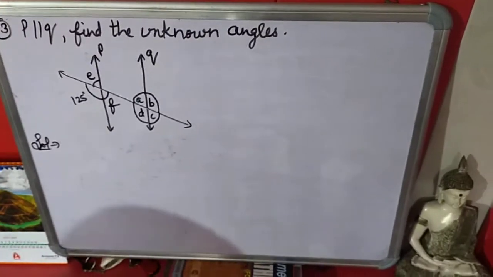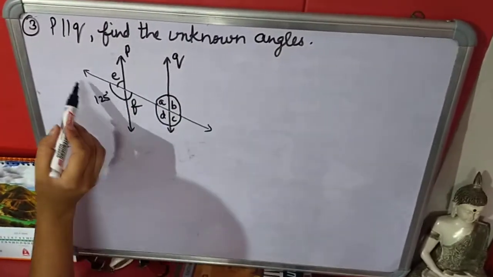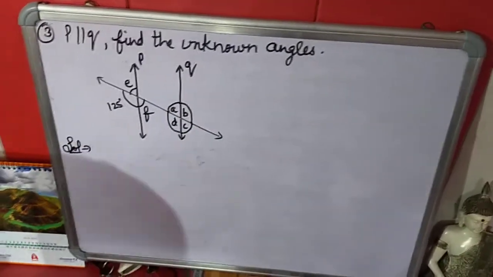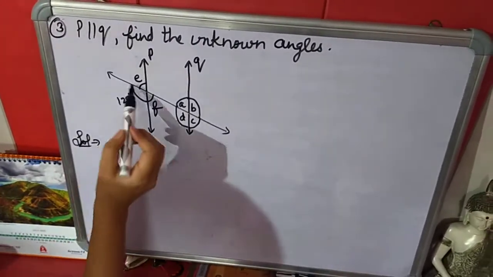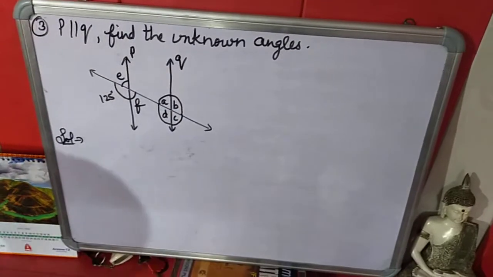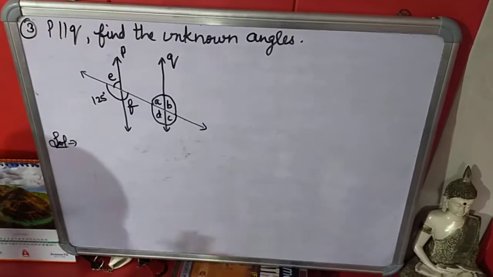In this third question, P is parallel to Q. Line P is parallel to line Q and this line is transversal line. So in this question you have to find the unknown angles. Unknown means E, F, A, B, C, D. Okay, we will use all properties in this if it is required.